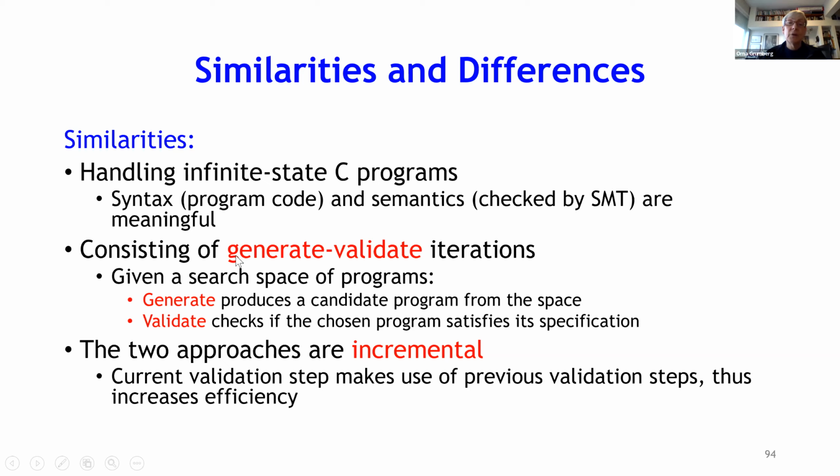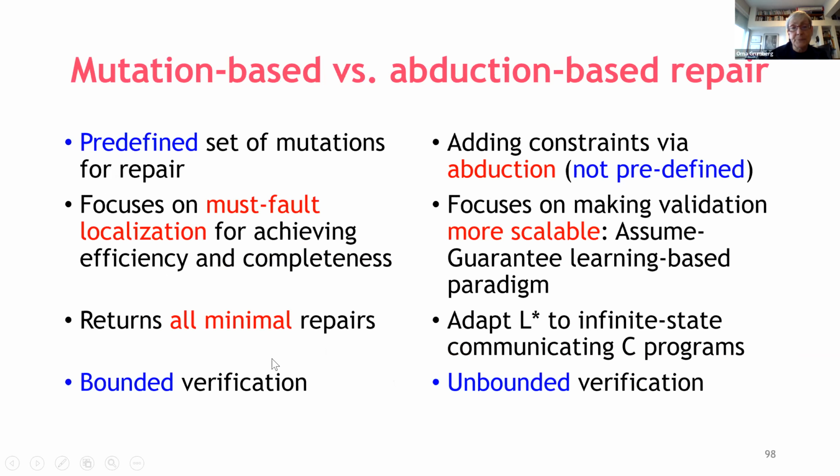Also, they both work using a generate-validate iteration, where the generate step produces a candidate program from the space of programs, and the validate step checks if the chosen program satisfies its specification. And the two approaches are incremental in the sense that current validation steps make use of previous validation steps, and this way increases efficiency.